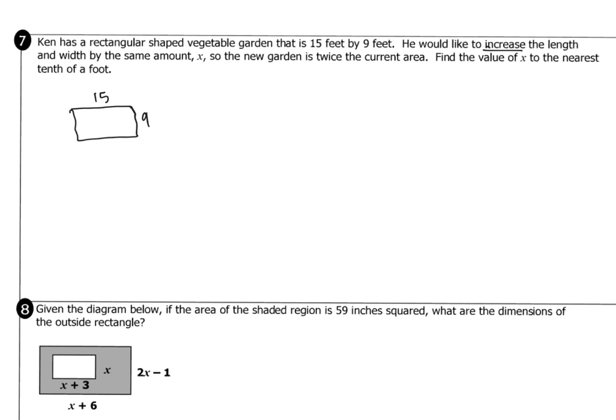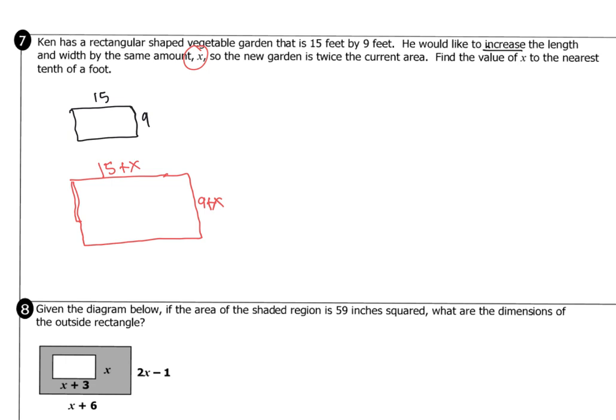He's going to increase the length and width by the same amount, x, so that the new garden is twice the current area. So he's making this new garden. Let's show it. It's going to be bigger and better than the old garden. And he's increasing it by the same amount, x, and that is the unknown to us. So that means the original side of 15, he's adding x to it. And the width, he's adding x to it. And the new area, we know, is going to be twice the old area. Well, they didn't give us either of those numbers, so what do we do?